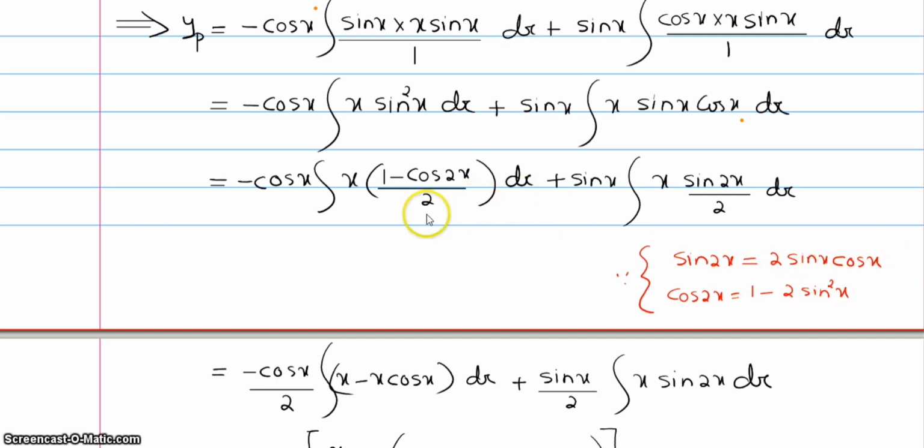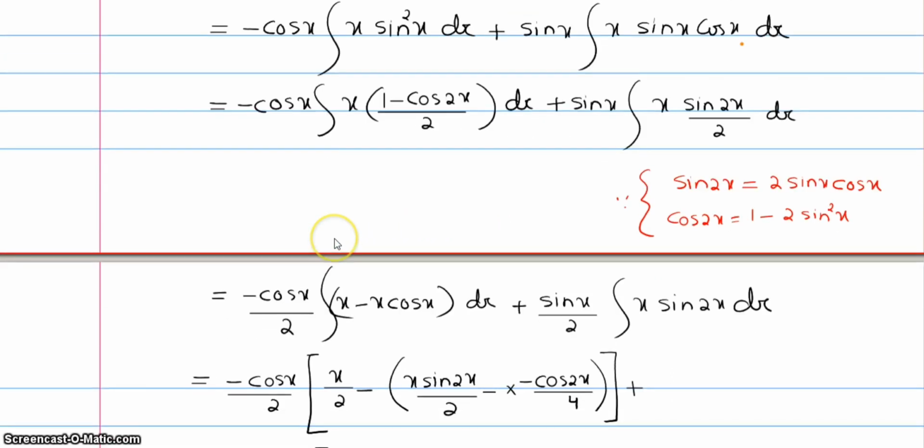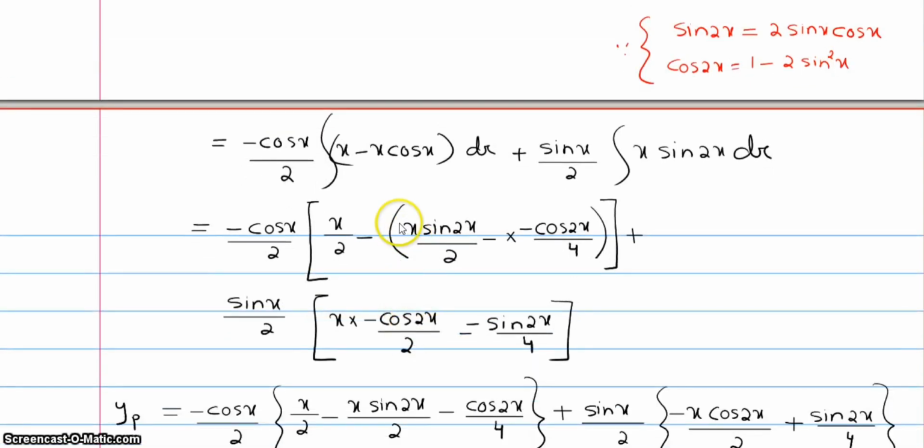Now I am taking the 2 from the denominators on both sides outside of the integral. Since it is a constant coefficient, this can also be written in this form. Now apply the integral values. The integral of x is x square by 2, and for the integral of x cos 2x we need to apply the product rule of integration: first function into integral of the second function, minus integral of derivative of first into integral of the second function.